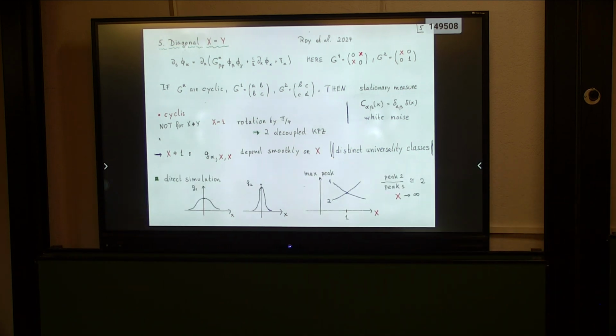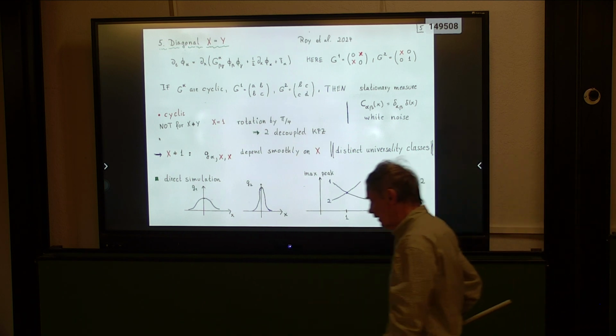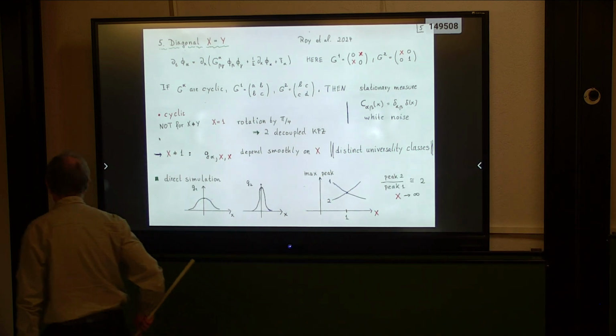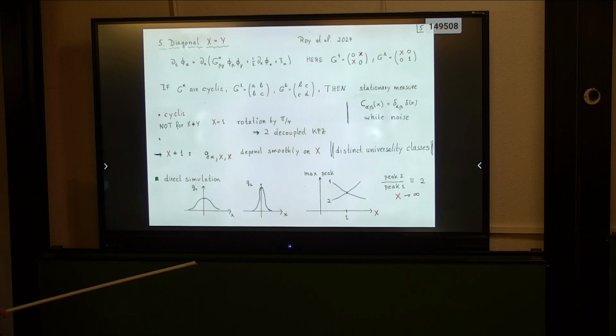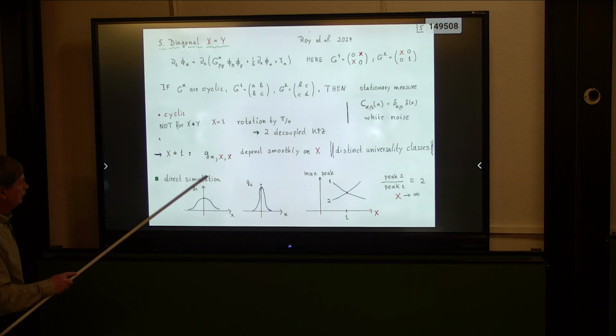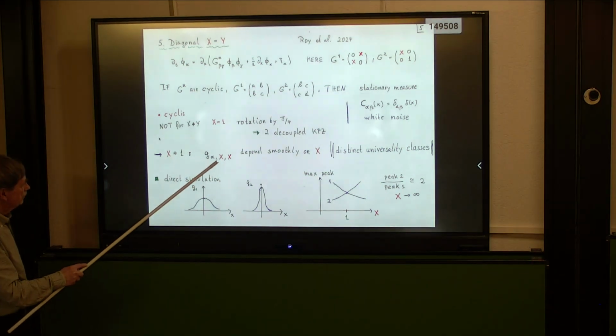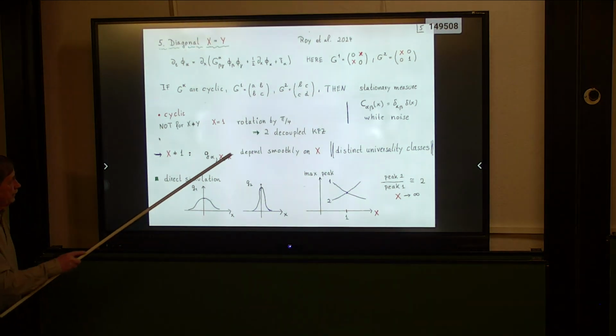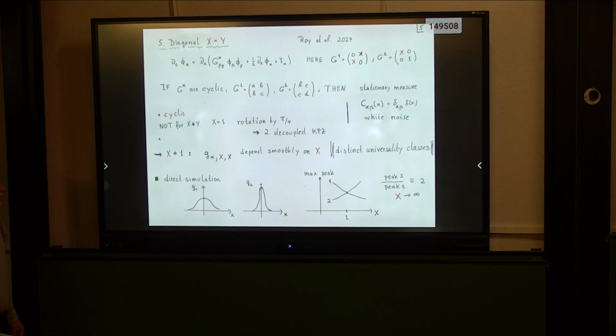But now, as we go away from the special point x equal y equal 1, of course something else happens, and what we found in earlier work is that now we have these scaling functions which depend on x, y, but since x is equal to y, they depend only on x, and we find that in fact these scaling functions do depend smoothly on x, right?